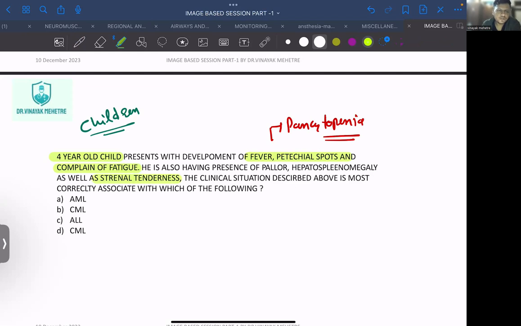Sternal tenderness. Whenever you are seeing the hint, child with sternal tenderness, what I'm saying? Child with sternal tenderness, the answer is always going to stay as ALL. क्या होगा? ALL. Okay? समझ आया? Child with sternal tenderness, answer is ALL. That's it. दिमाग नहीं लगाना.